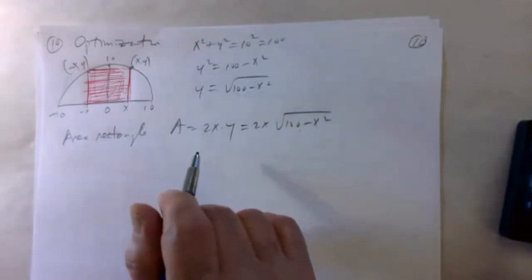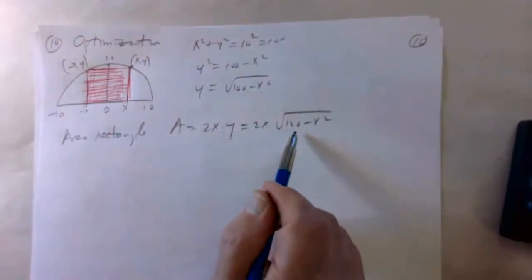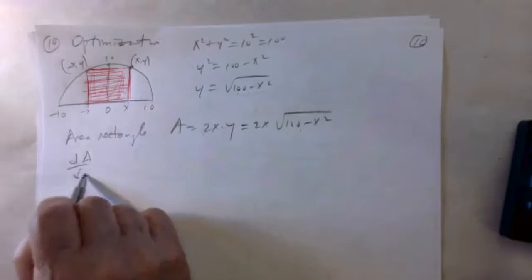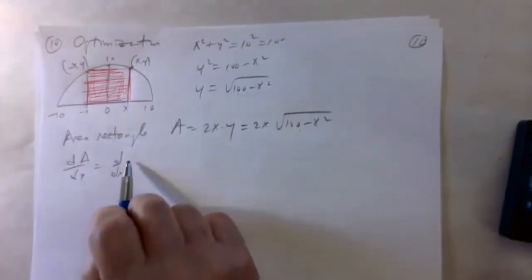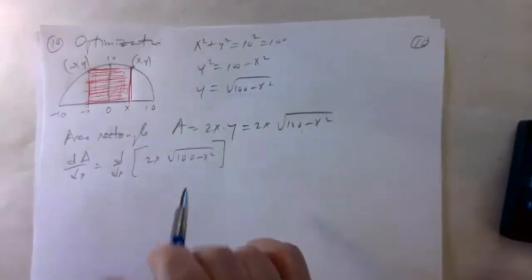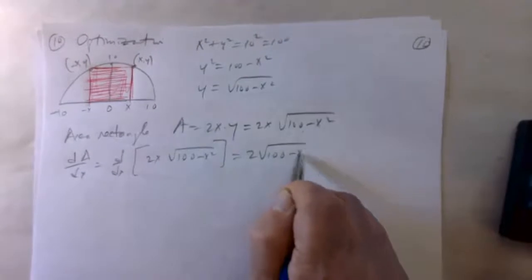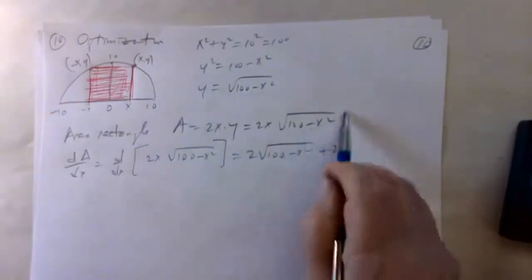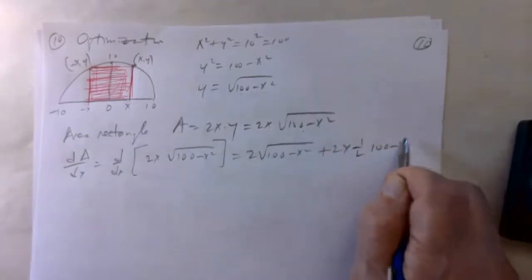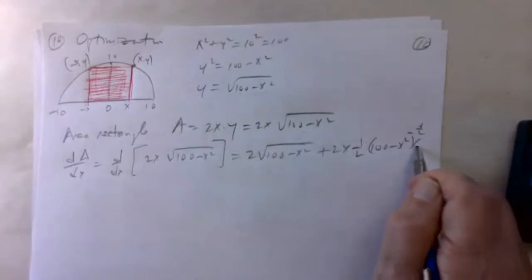So to find the largest rectangle, you differentiate this function. You want to find the maximum. You differentiate this function of x and find the critical numbers. So dA/dx, that's the derivative with respect to x, of 2x times the square root of 100 minus x squared. The derivative of 2x is 2 times the square root of 100 minus x squared, plus 2x times the derivative of the square root of 100 minus x squared. That's a half, 100 minus x squared to the minus a half, times the derivative of 100 minus x squared, which is minus 2x.